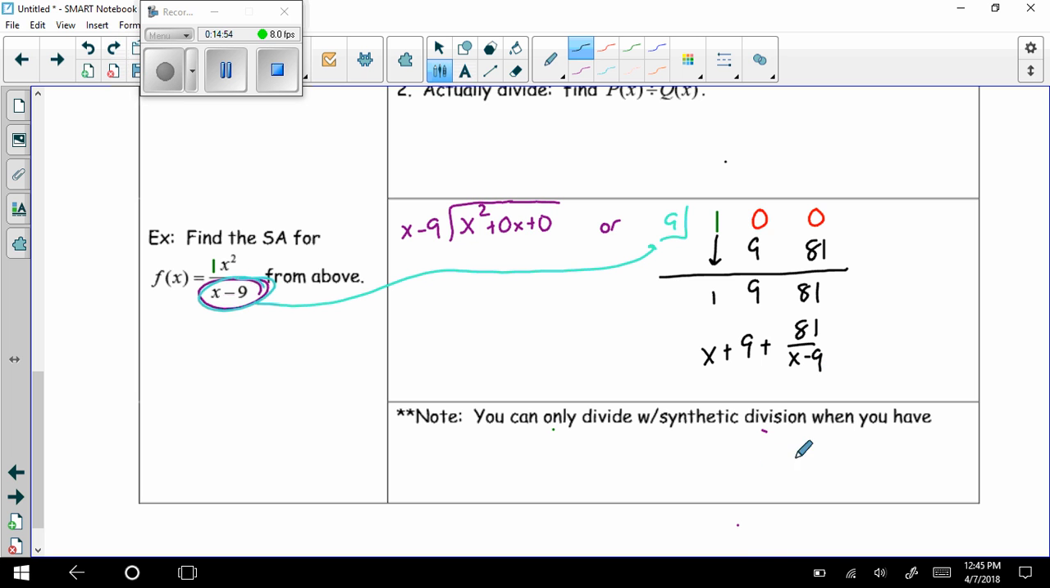Now, a few things that I want to point out. We would have gotten the same answer if we used long division or synthetic division, but we can only use synthetic division when we have a linear polynomial with a leading coefficient of 1. So in this case, we had a leading coefficient of 1, so we could use synthetic division.